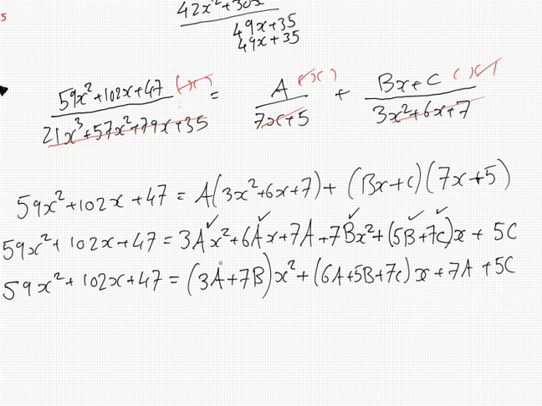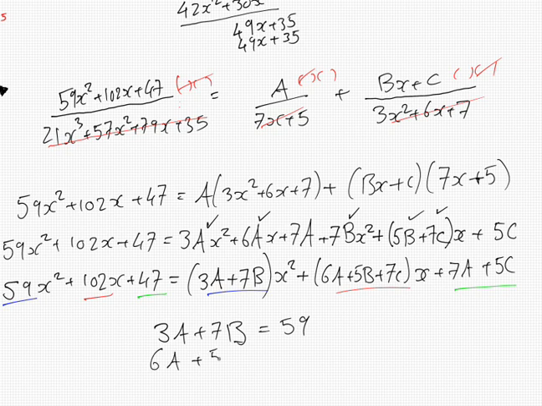Okay, so just like last time, that one should equal 59, that one should equal 102, that one should equal 47. So I have 3A plus 7B equals 59. I have 6A plus 5B plus 7C equals 102. Then I have 7A plus 5C equals 47.